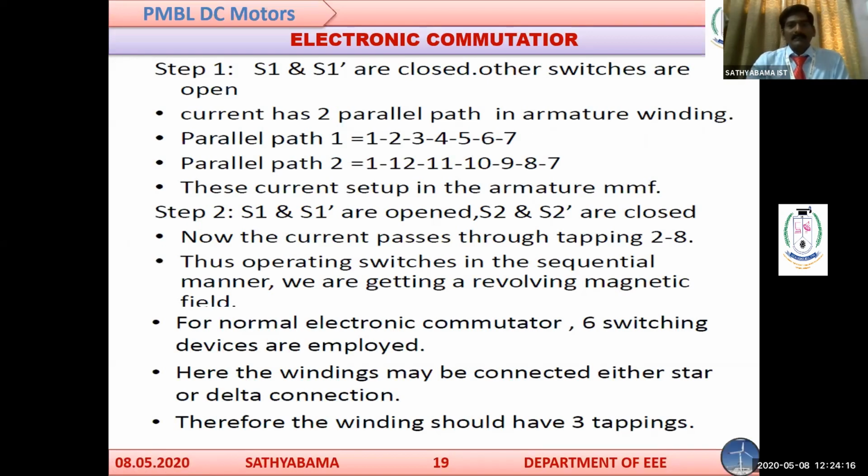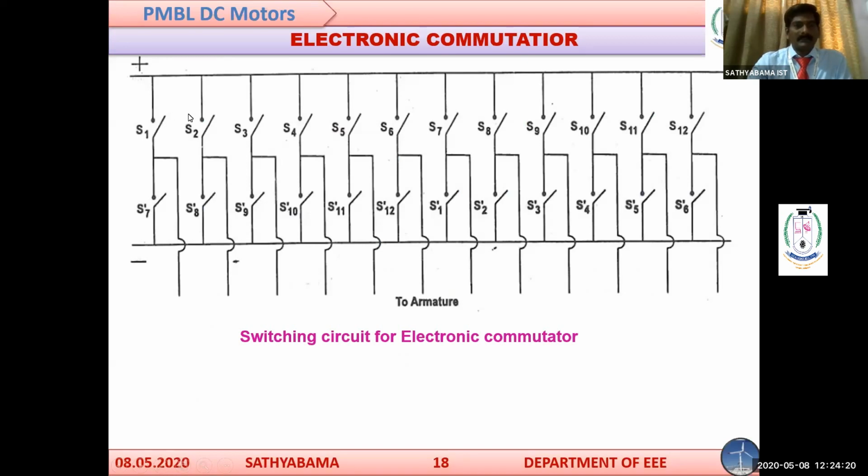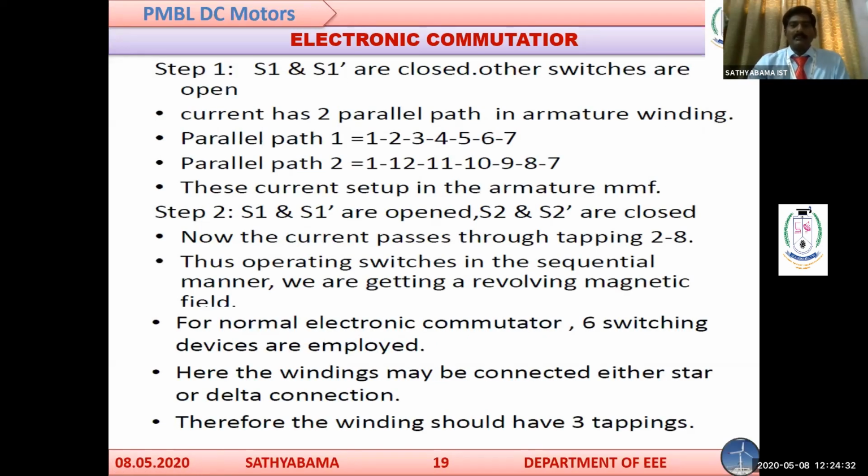Now suppose the current passes through the tappings 2 and 8. Again, the current will be distributed in the same manner as explained in the previous diagram. Thus, by operating the switches in a sequential manner, we get a revolving magnetic field.